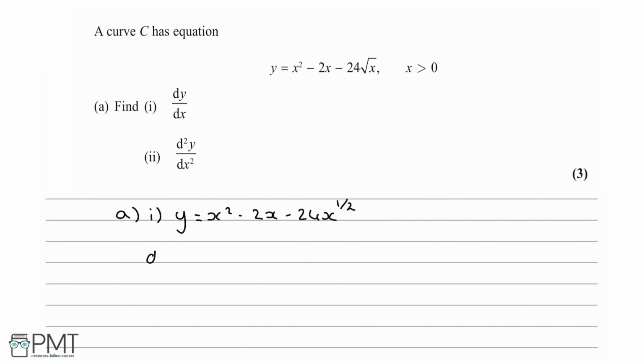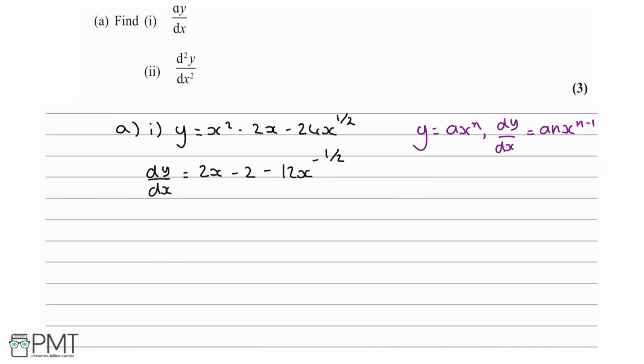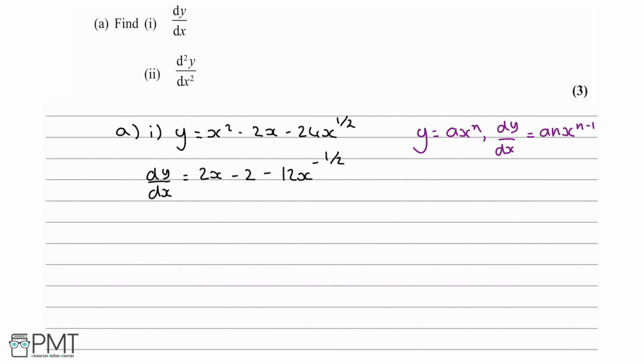Okay, so to find dy by dx, all we need to do is, for any term which is y equals ax to the n, dy by dx equals anx to the n minus 1. All right then. So dy by dx equals 2x minus 2 minus 12x to the minus half. Okay. So moving on, now let's do d squared y by dx squared.